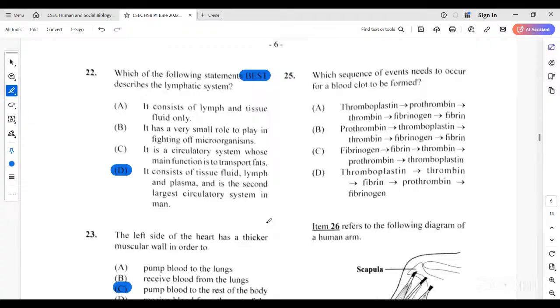Which sequence of events needs to occur for a blood clot to be formed? For a blood clot to be formed, you want to end with fibrin. So straight away, we see A and B being the answer. And you want to start with thromboplastin. So straight away, we see A being the answer for number 25.